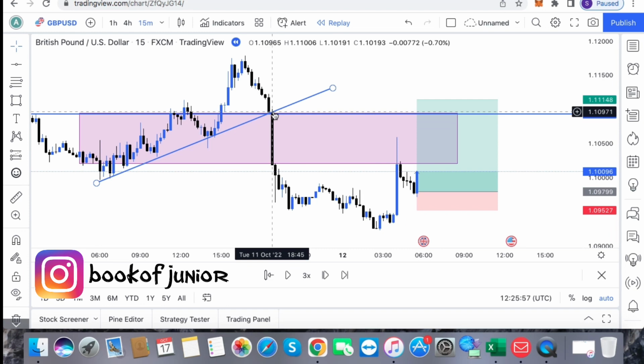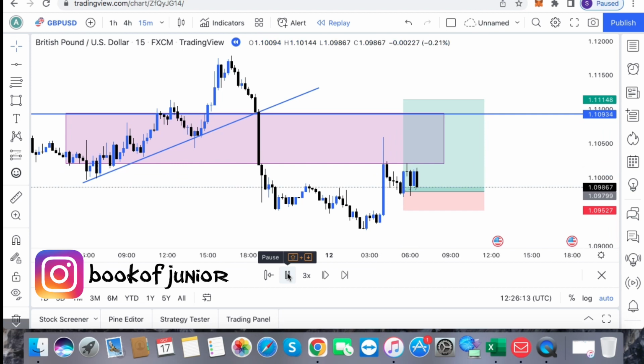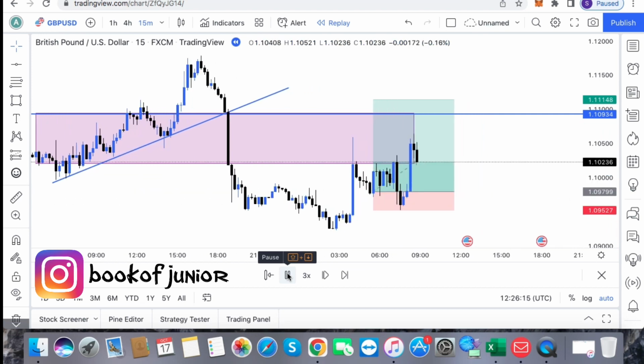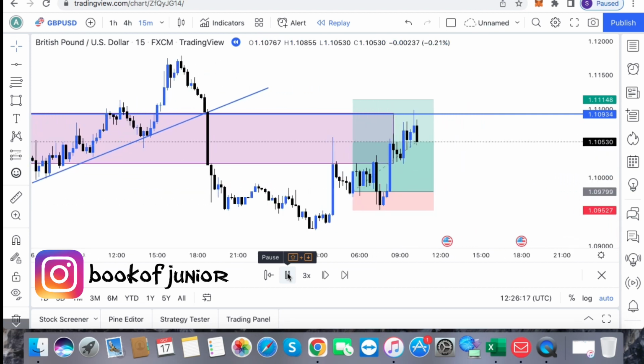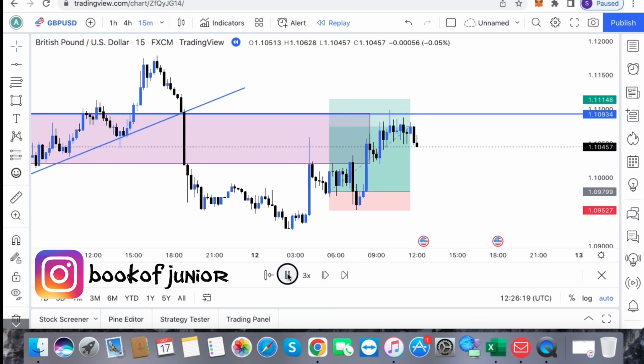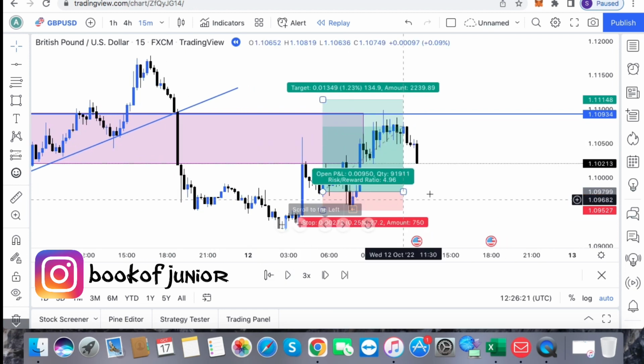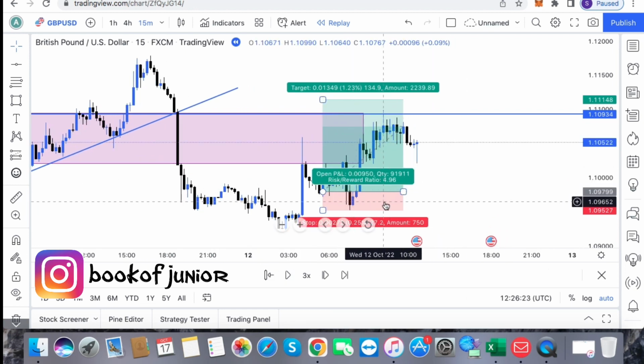Guys, I've already done multiple videos on how price respects certain zones. When price breaks a zone, it has to reach a time and come back to that same zone, as you can see in a minute. As you can see, guys, so this is what we have.